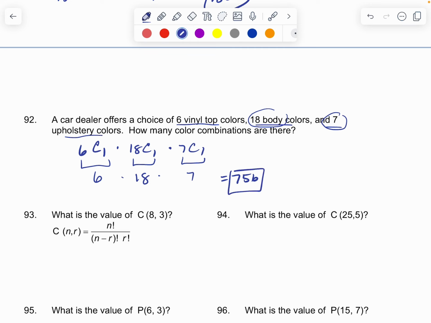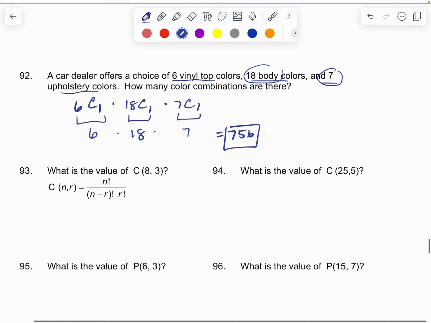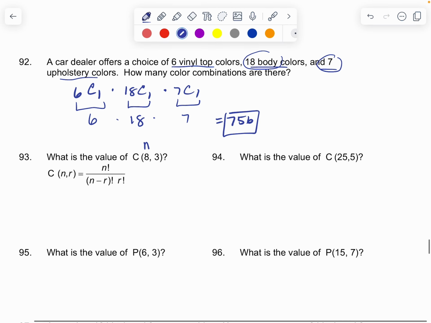Okay, almost done. These formulas will not be given to you on the final, so if you need to write them on the note card, please do so. So look, this is your n, this is your r. Let's go ahead and plug it in. So this is going to be 8 factorial, that's your n, all over n minus r, so 8 minus 3, that's 5 factorial, and then the r is just this 3, so times 3 factorial.